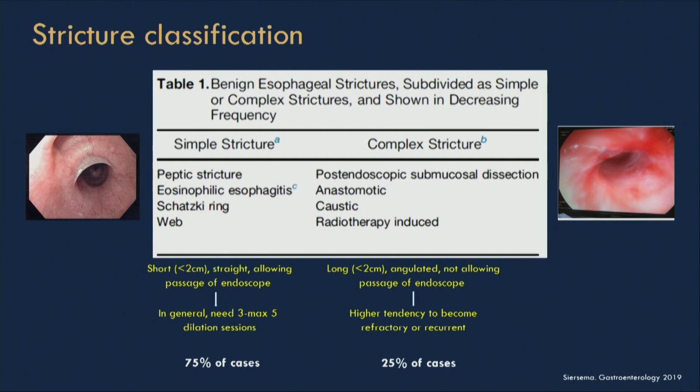They are in general short, less than 2 centimeters, straight, and most of the time they allow the passage of an endoscope. So these strictures are most often very easy to treat. In general, they need 3 to a maximum of 5 dilation sessions. And these simple strictures count for about 75% of cases.